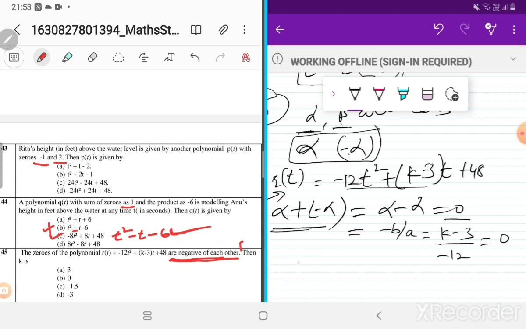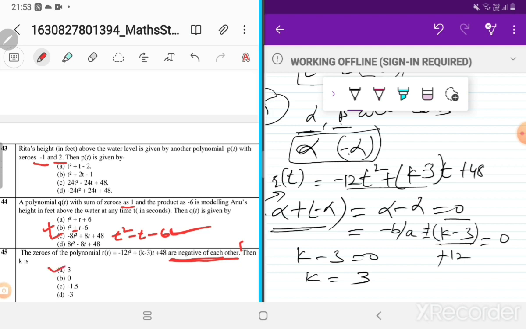Or you can say that here is minus b. Minus b is what? k minus 3. So I can write it here negative, and negative negative cancel. What did I get? k minus 3 is 0. So I got k is what? 3. We'll check whether 3 is there in the options or not. So yes, 3 is there.